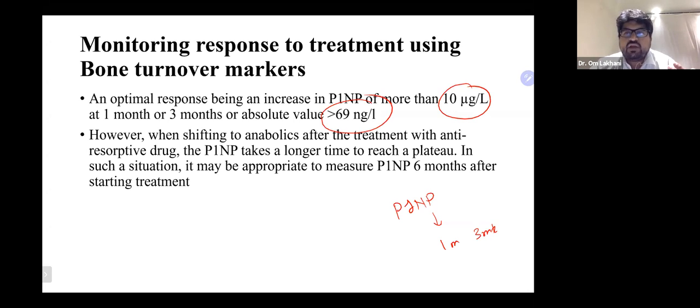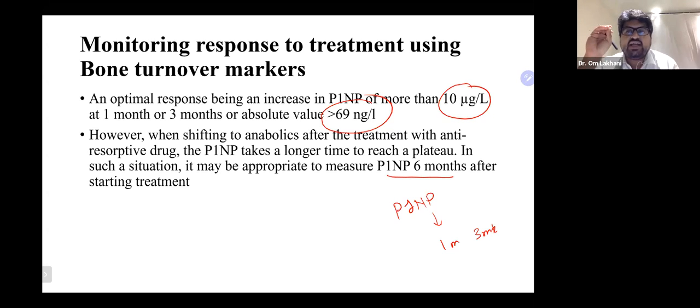You have to understand this, but also remember, if you're shifting the patient from an anti-resorptive drug to a bone anabolic drug, the P1NP rise can take something like 6 months. So it's better to measure it after 6 months. Suppose the patient was on bisphosphonate and after that you have given teriparatide, you repeat the P1NP after 6 months instead of at 1 month or 3 months, right? So this is a practical use.